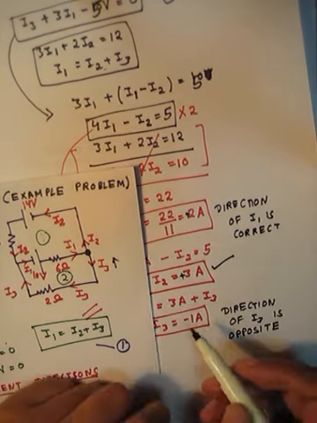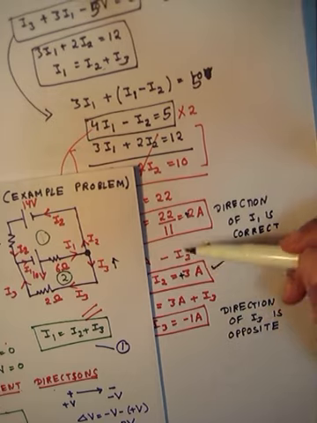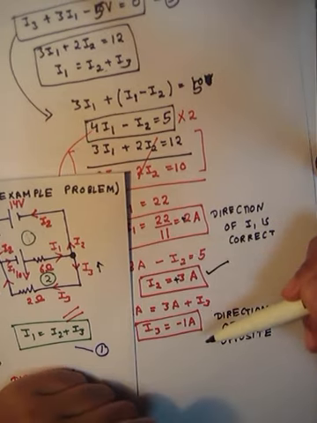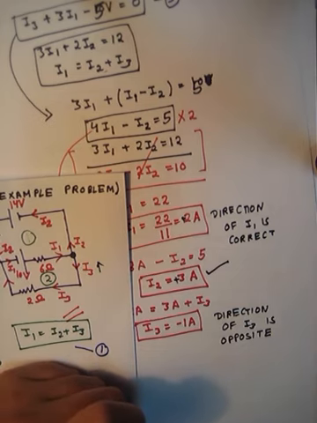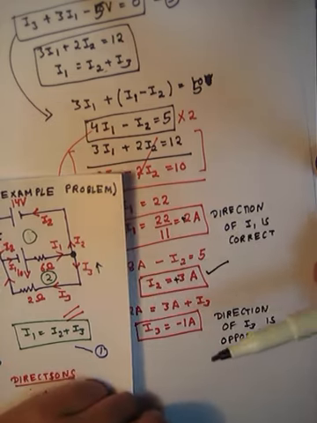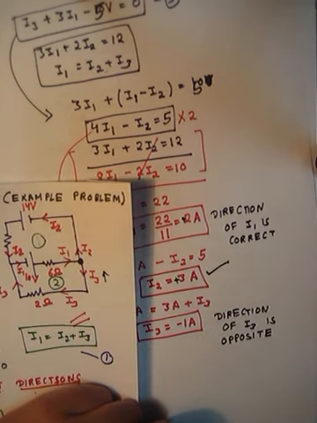So at the end, only these negative and positive signs matter. If you get a negative sign, it means the direction is wrong, and nothing else. So you can take any direction you want to, and at last you will come to know if it is right or wrong. Okay, that's all for now.